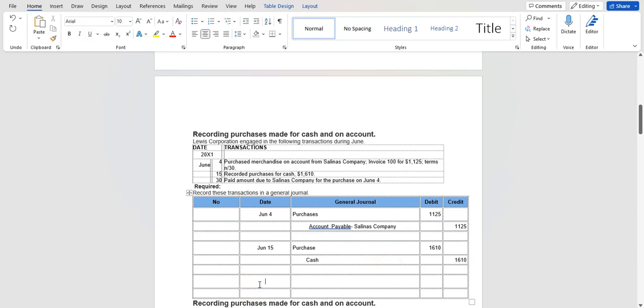Okay, then finally we have June 30th. All right, and on June 30th, we paid the amount to Saling's company for the purchases on June 4th. So that's for these purchases here. Okay, we paid the amount. So we're going to go over here. We're going to go to our accounts payable, okay, for this company, and we need to debit it in order to get rid of it.